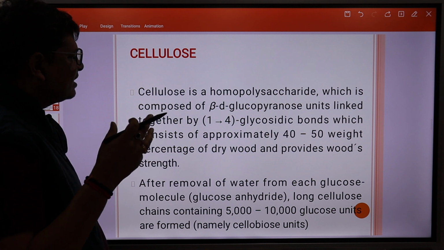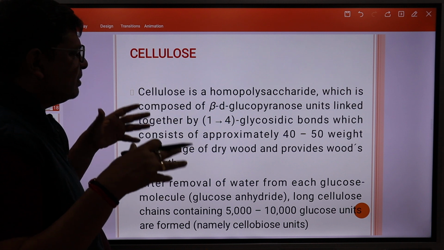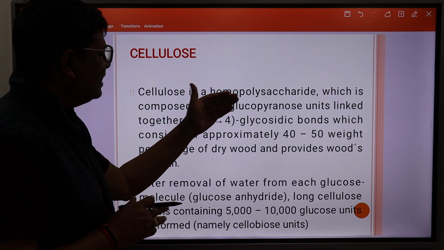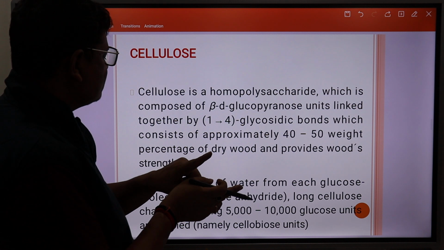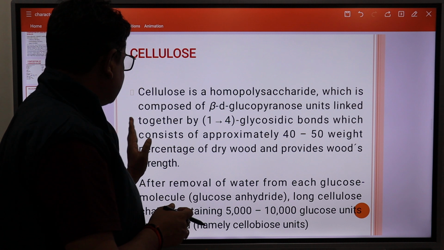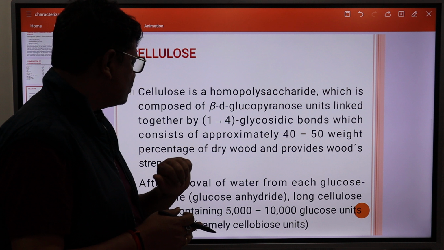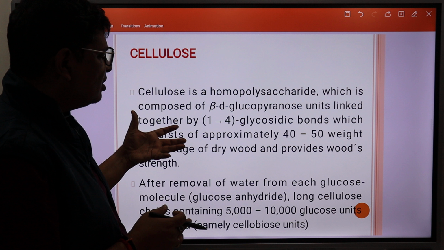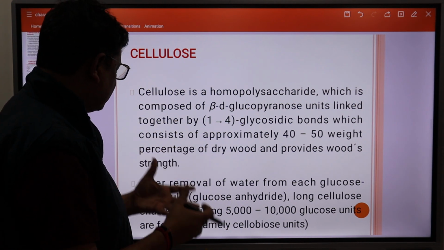Cellulose is a homopolysaccharide, meaning like-minded saccharides are sitting together. That is why it is multiplied by n, and it is composed of beta-D-glucopyranose units linked together. That's why it is very powerful, with 1 to 4 linkages, 1 to 4 prime glycosidic bonds, and it makes up approximately 40 to 50 weight percent of dry wood and provides wood's strength. Because of this kind of structural orientation, cellulose is the most powerful bioresource molecule, biopolymer.